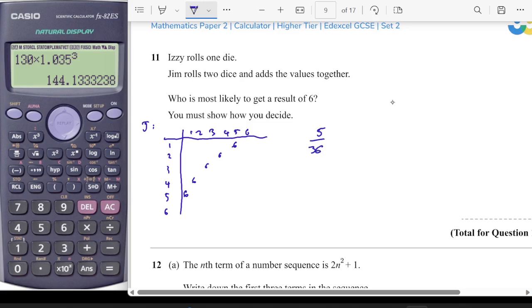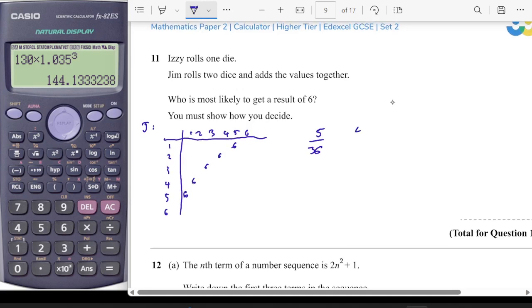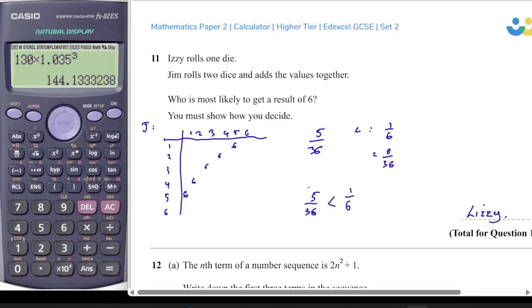And the probability of Izzy doing it is going to be 1 out of 6. So Izzy's is 1 out of 6, which is the same as 6 out of 36. So 5 out of 36 is less than 1 over 6. So who's most likely to get a result of 6? That would be Jim. Sorry, who is most likely? That would be Izzy. So yeah, there we go.